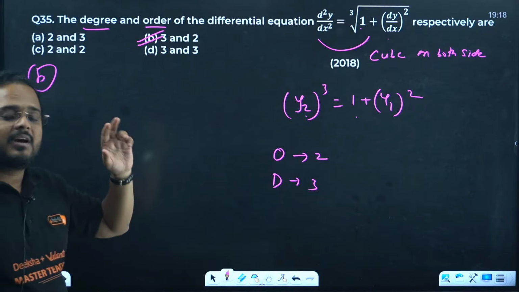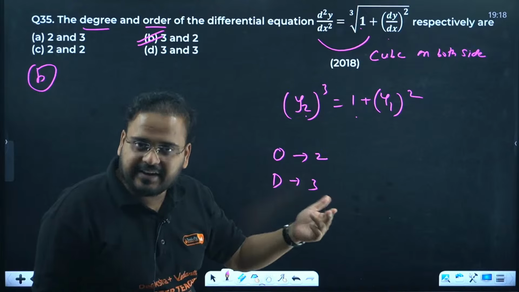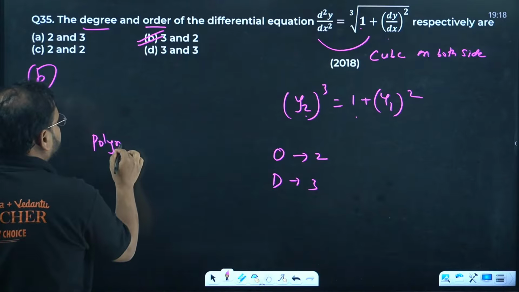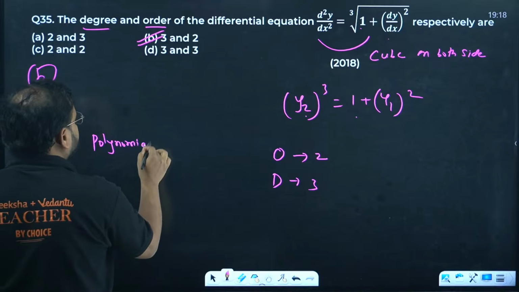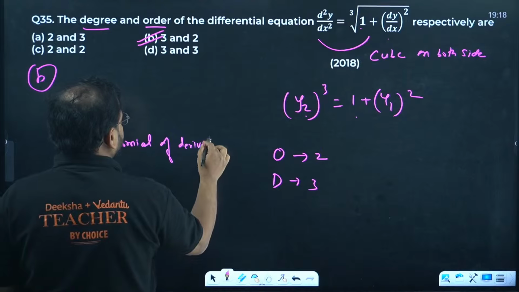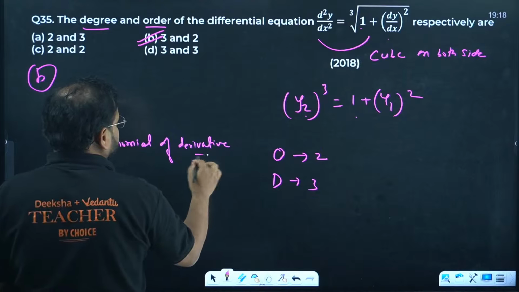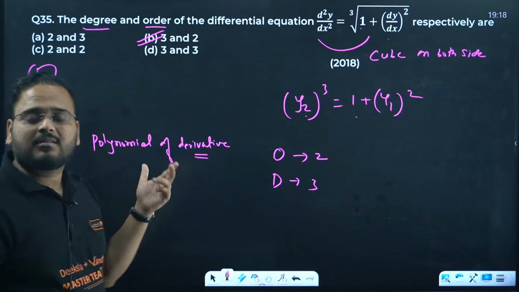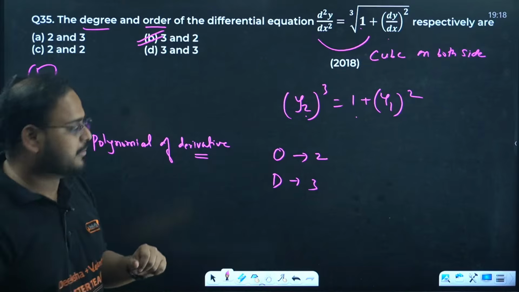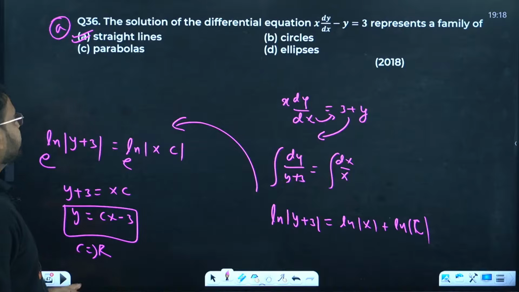Again I am repeating. For the degree of a differential equation to be defined, it should be only a polynomial of derivatives. And a polynomial is what? The variable's power is always a whole number. Okay?